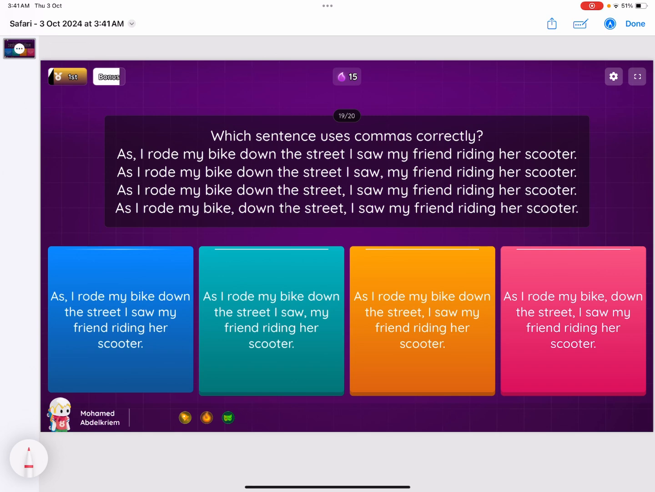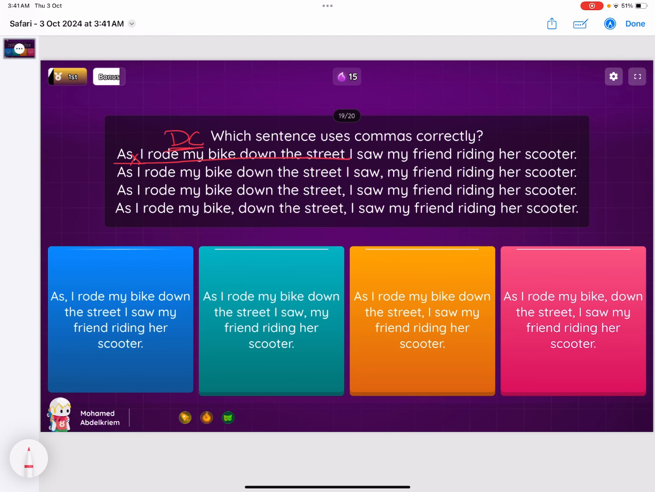Which sentence uses commas correctly? As I rode my bike down the street, I saw my friends riding her scooter. As is a subordinating conjunction, so I cannot use a comma. It's not an intro phrase. I cannot use a comma after as because it forms a dependent clause. This part is a dependent clause. And again, what's meant by dependent clause? Dependent clause means it's a clause that cannot stand on its own.